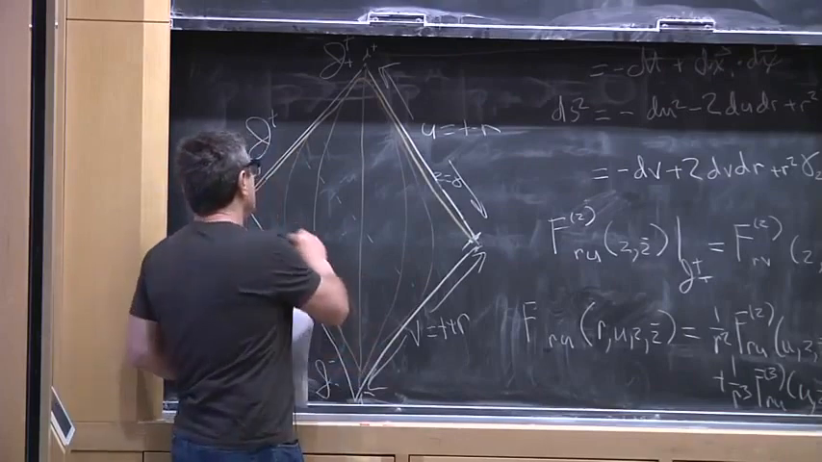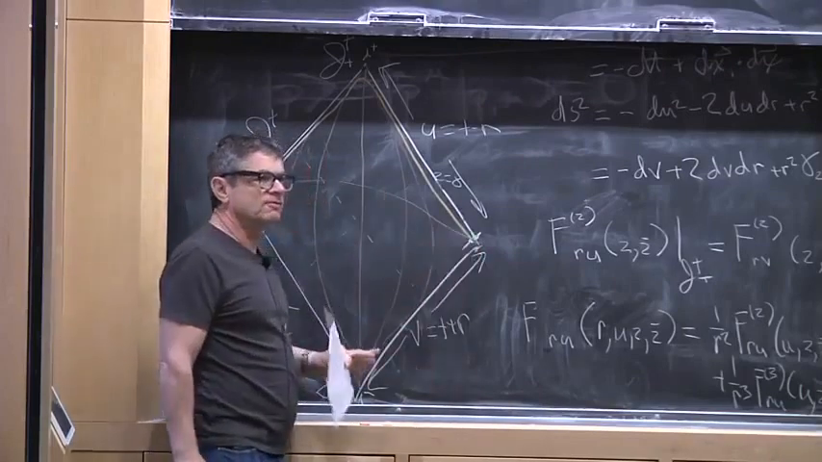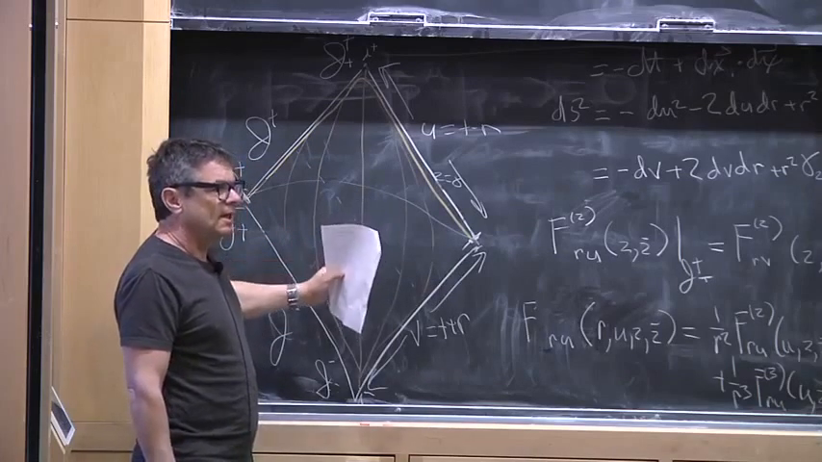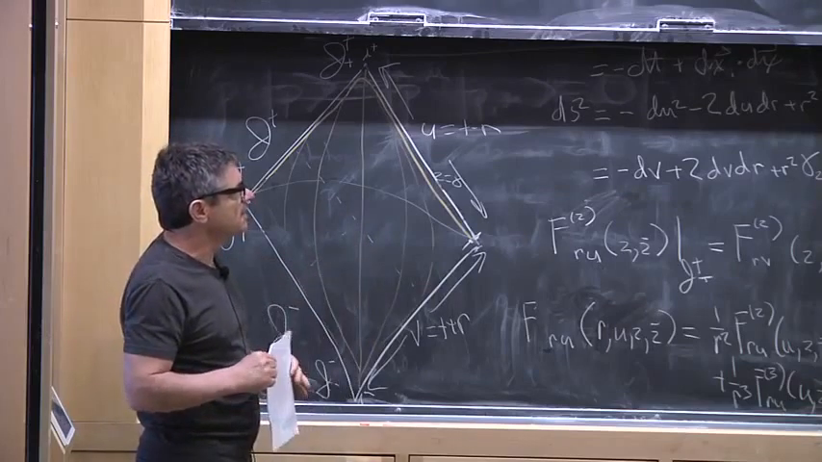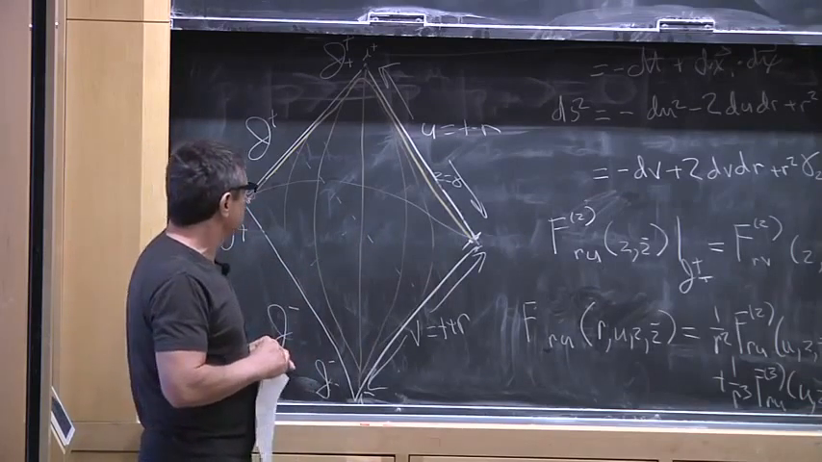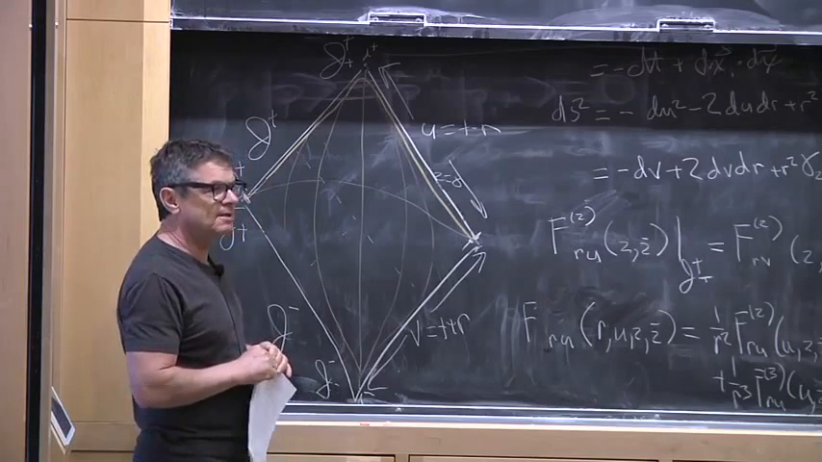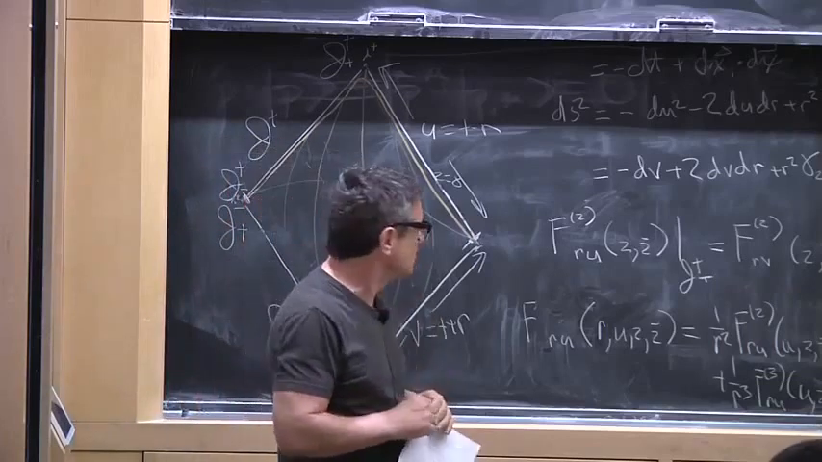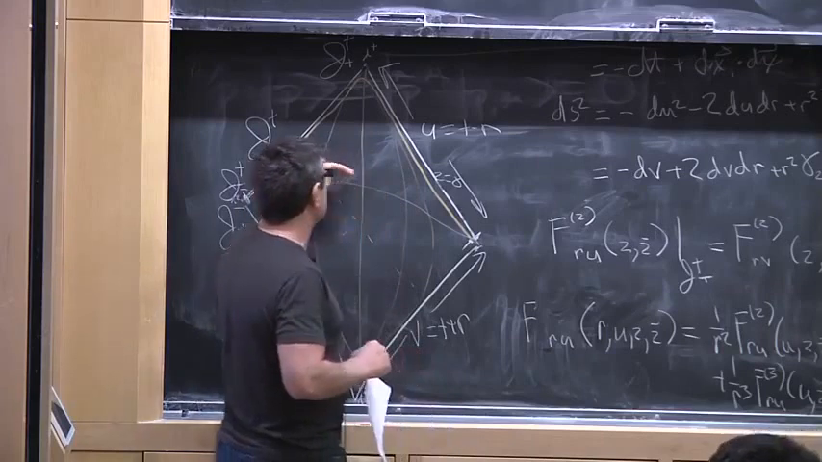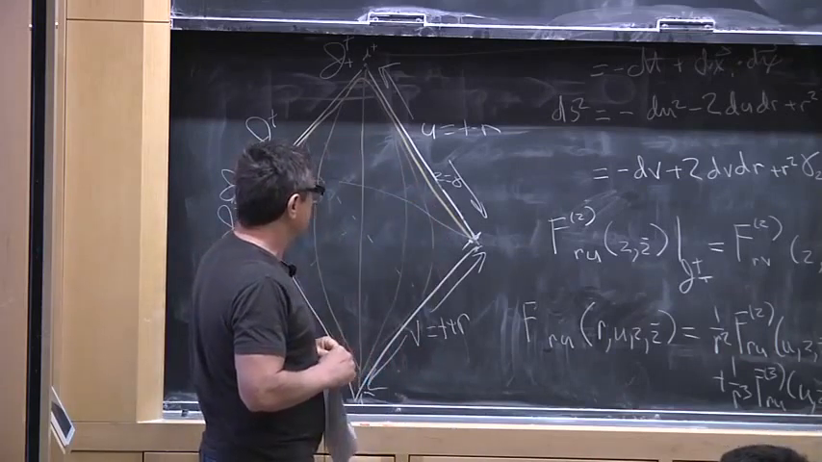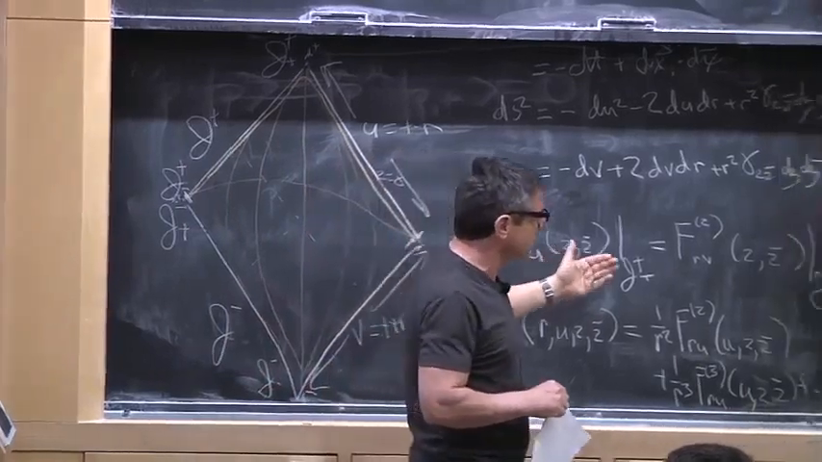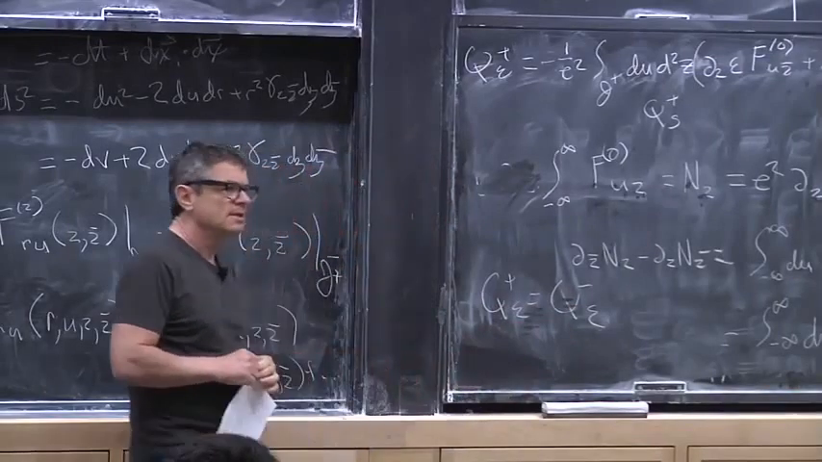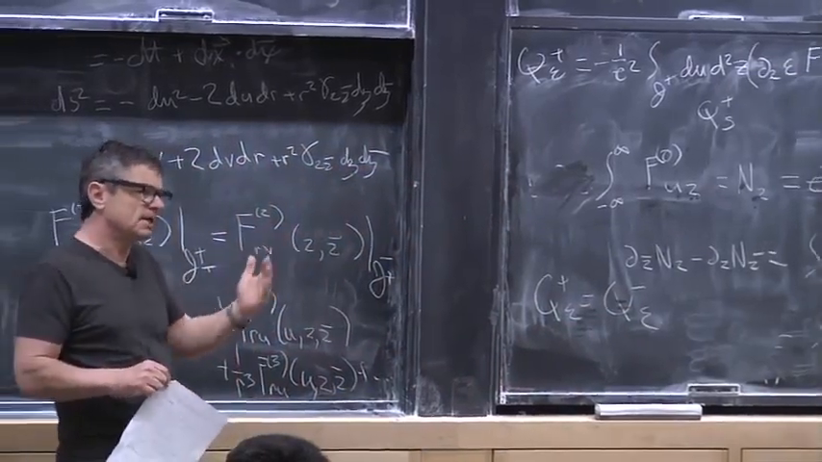Now, you could also, if you wanted, take surfaces like this and define charges at intermediate times. I don't know if there's more to be learned from that or not. Well, in fact, when we were applying this to black holes, we were doing things like that. But for now, we're really interested in this statement. It relates something about the incoming state to something about the outgoing state.